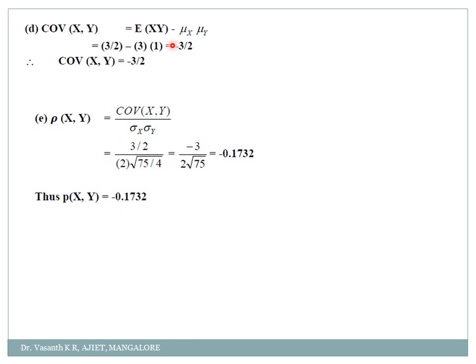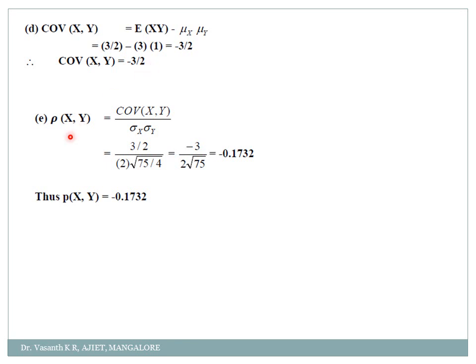Covariance of x and y is simply expectation of xy minus expectation of x into expectation of y. Mu x, mu y means expectation of x into expectation of y. So expectation of xy was 3 by 2, minus expectation of x, which is 3, expectation of y is 1. So 3 by 2 minus 3 will give me minus 3 by 2. See, covariance and all, if you get negative, no problem. But only the probability value we should not get negative.